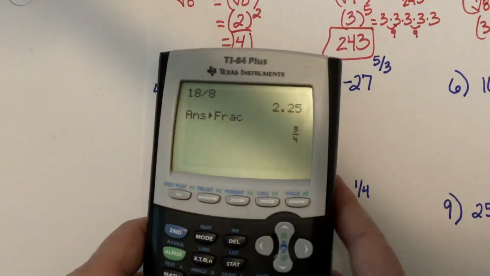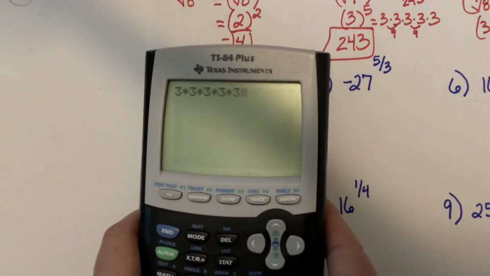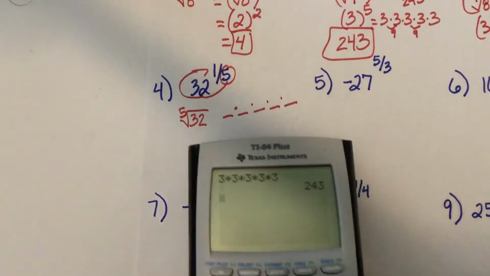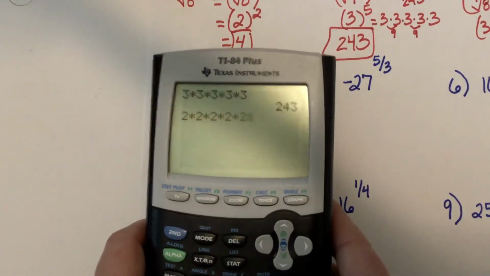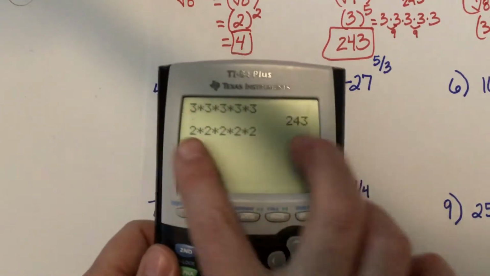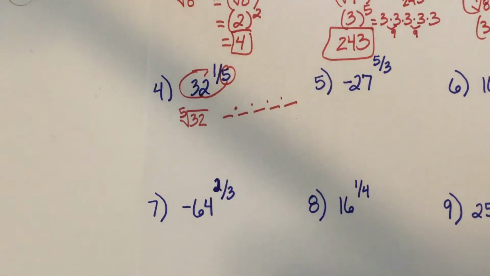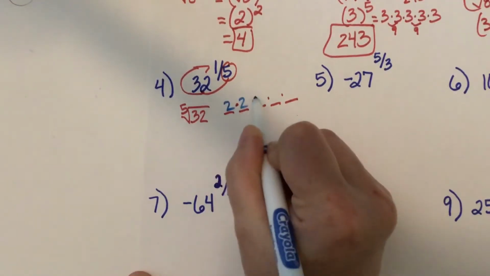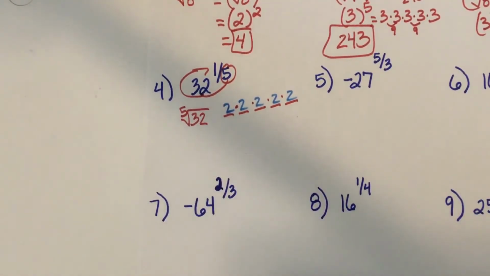Well, let's see. If I try 3 times 3 times 3 times 3 times 3, 5 times, that's 243. That's way too big. Let's go smaller. 2 times 2 times 2 times 2 times 2. There it is. So if I multiply 5 2's together, I get 32. So because 2 times 2 times 2 times 2 times 2, 5 times, makes 32, the answer to this problem is 2.